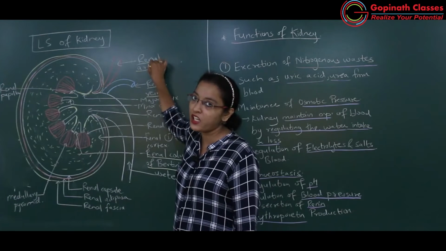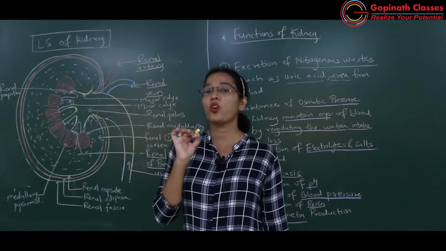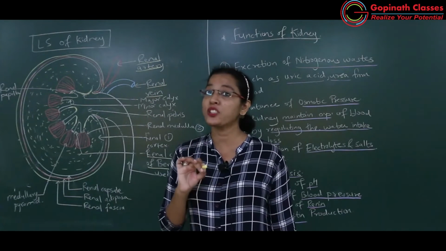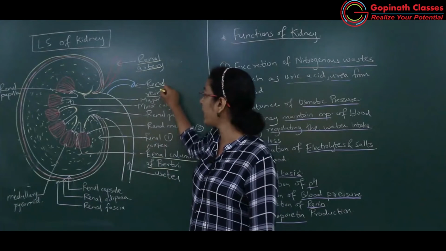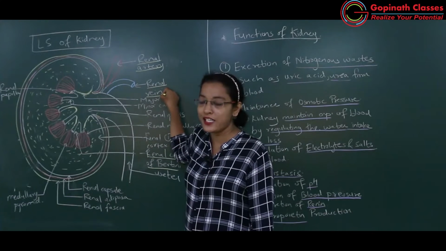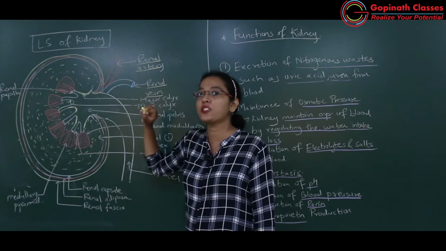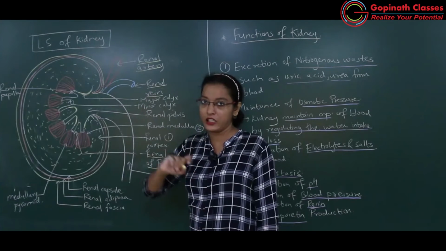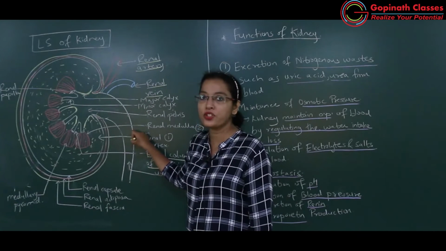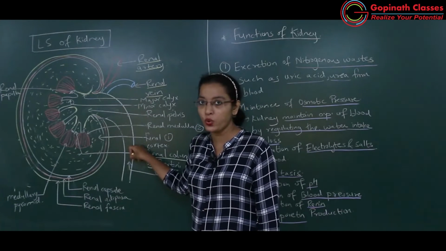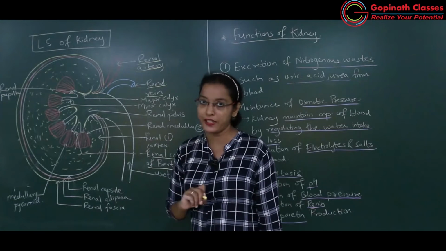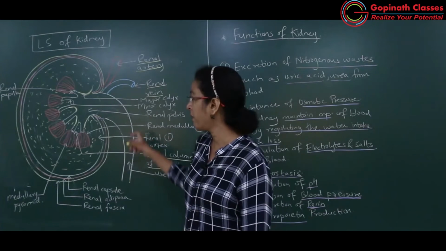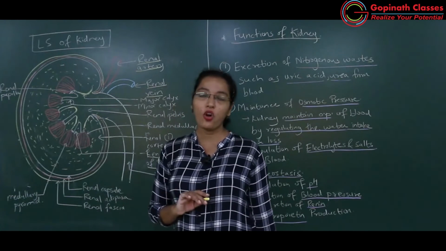Remember students, renal artery is having more concentration of urea because it is coming from the heart, wherein renal vein is having less amount of urea because it is coming from the kidney. Okay, and ureter, which is there, it will conduct urine to the urinary bladder. So all of you understood the basic structure of the kidney which we have studied.